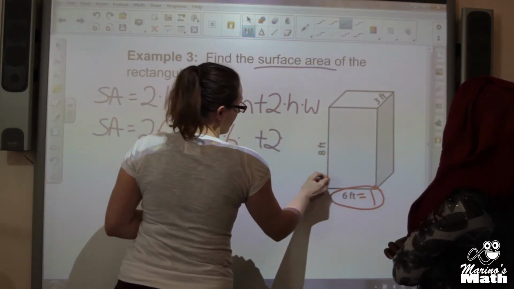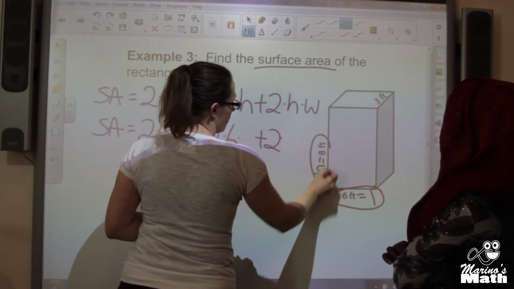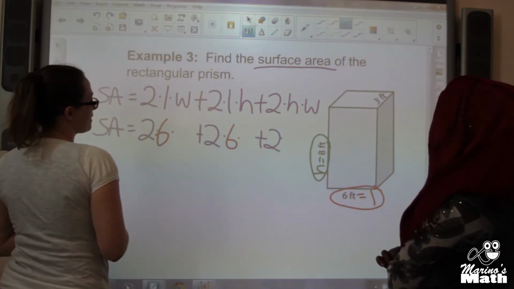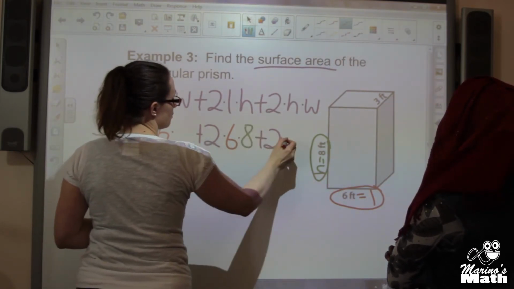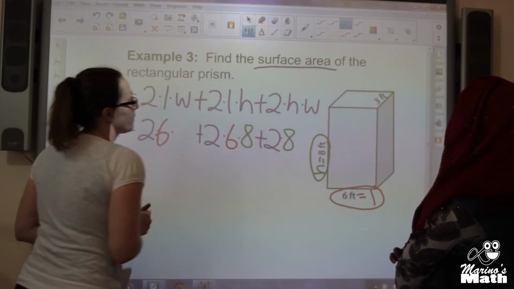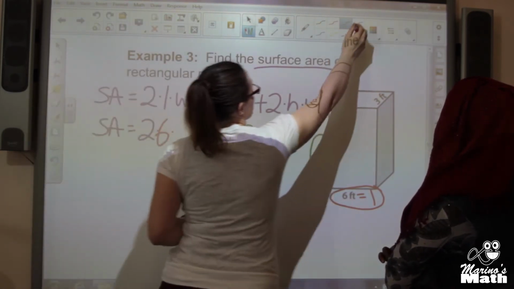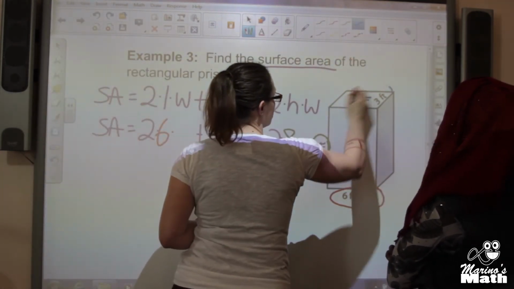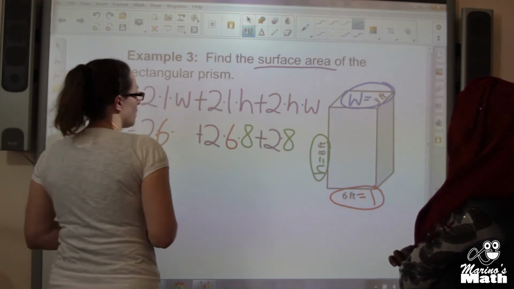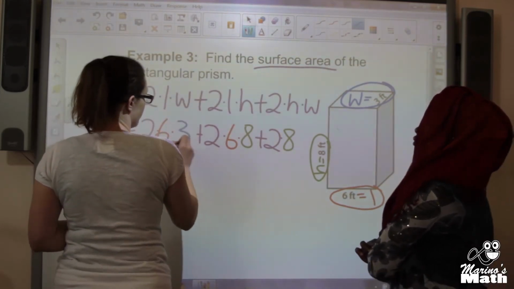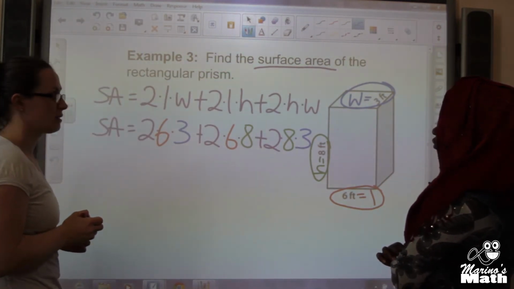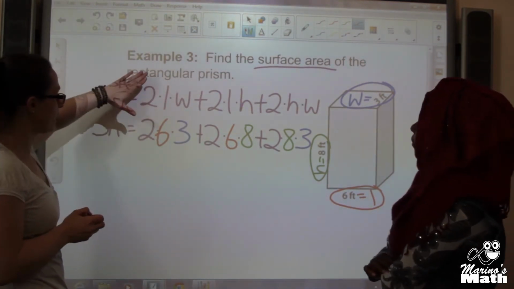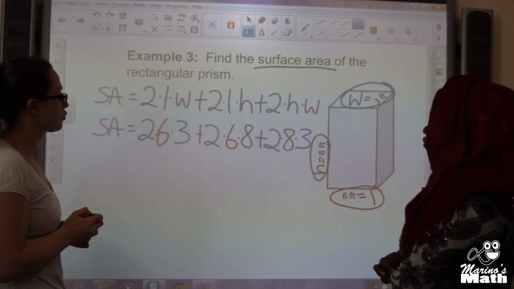I'm going to look at my height. My height is 8 feet. So every time I see an H, I'm going to substitute it with an 8. And then lastly, I'm going to look at my width. And I'm going to substitute every single W I see with a 3. Make sense so far? Yeah. If you can remember the formula and then just plug in all of your values, it should be pretty easy.